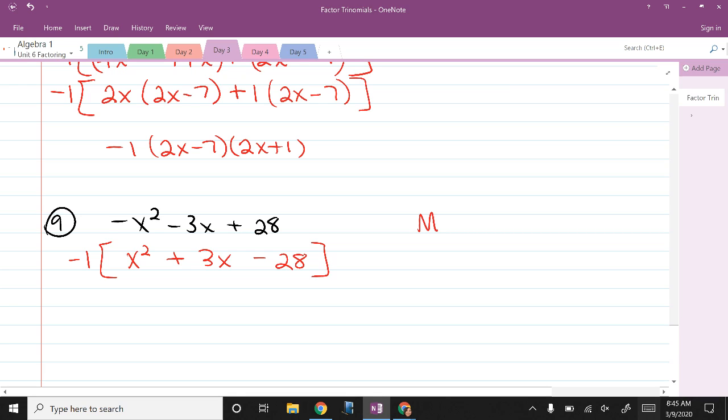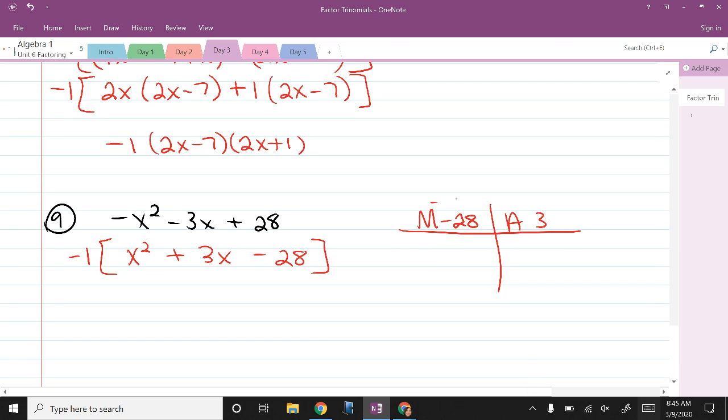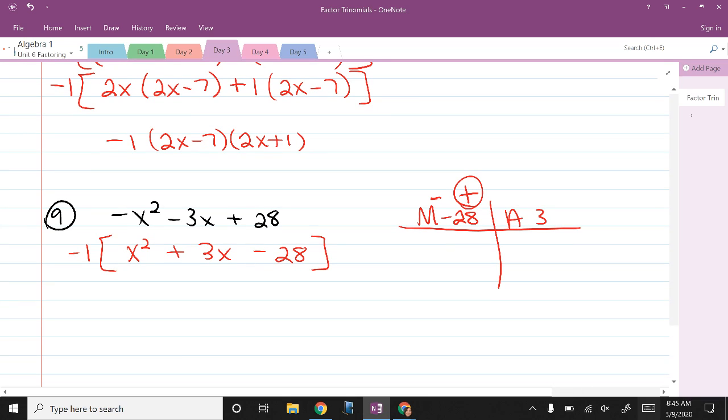So let's make our table. We want two numbers that multiply to get what? -28 and add to be 3. I need a negative times a positive, and the bigger one's going to be a what? Positive. And what? -4. Does that add to get +3? Yes. So got to keep -1. And what are my two binomials? x plus 7 and x minus 4. Very good.